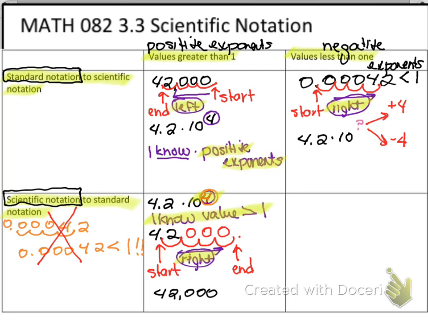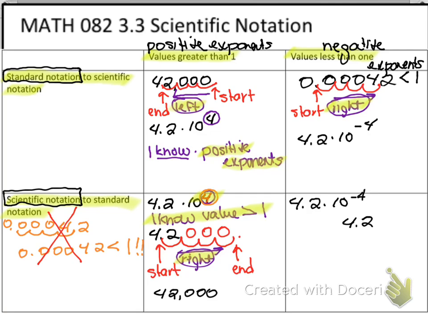All right, so let's finish this problem. If this value is less than 1, which we said that it was, then we know that we should not end up with a positive exponent. It's a value less than 1, therefore we should end up with a negative exponent. So let's go the other way. This time we're going to start with scientific notation, and we are going to convert this into standard notation.